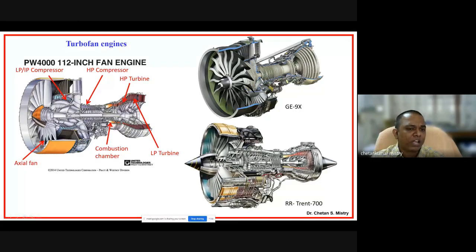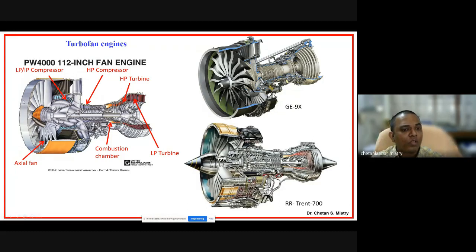Just try to understand, suppose I'm using this gas turbine engine for aviation, the whole purpose of this engine is only to generate thrust. When we talk about a land-based power plant, there you will have a power stage or power turbine connected to the generator, and that is what is used to generate the power.